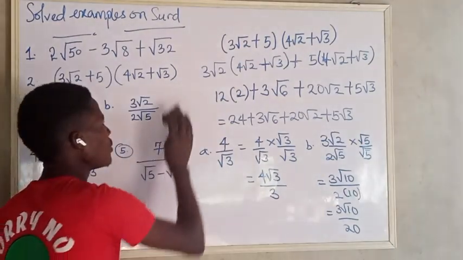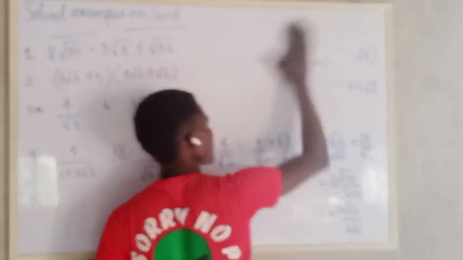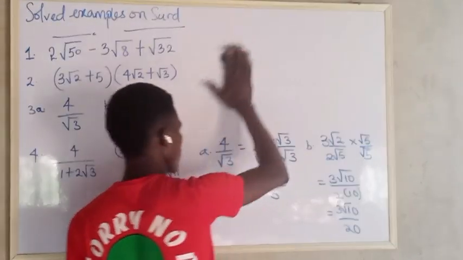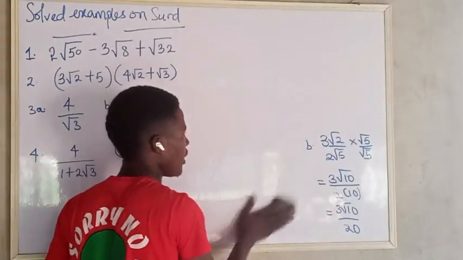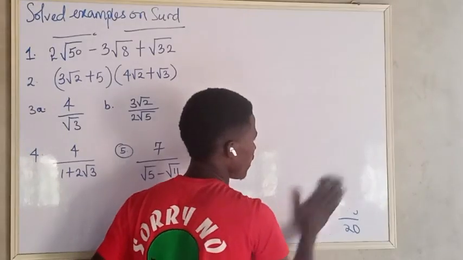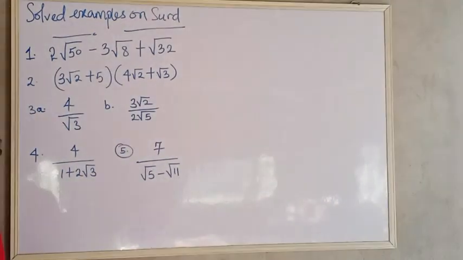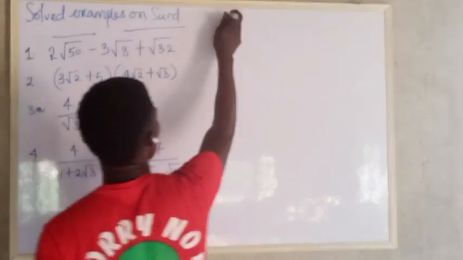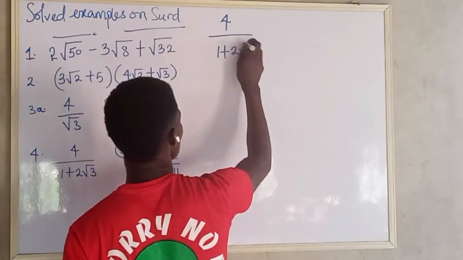Alright, so let me go to the fourth question now. Don't forget, I'm talking about solved examples on surds. You can check my last video to see the rules of surds, and I'm just applying those rules in this video. Alright, so this one now, we have 4 all over 1 plus 2 root 3.